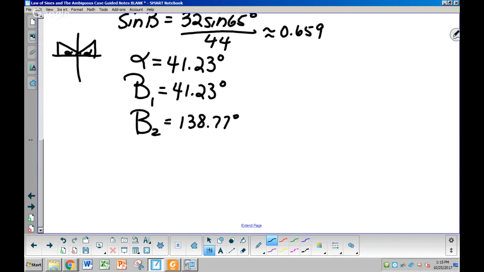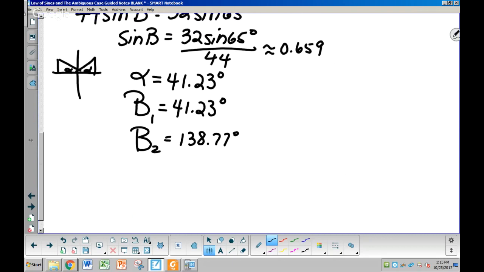Now, what angle were we given? We were given A is 65. What happens if I add 65 to 138.77? Have we busted through the 180 degree threshold? So this angle is not going to be a solution. That's nice. That's why this case is not ambiguous.